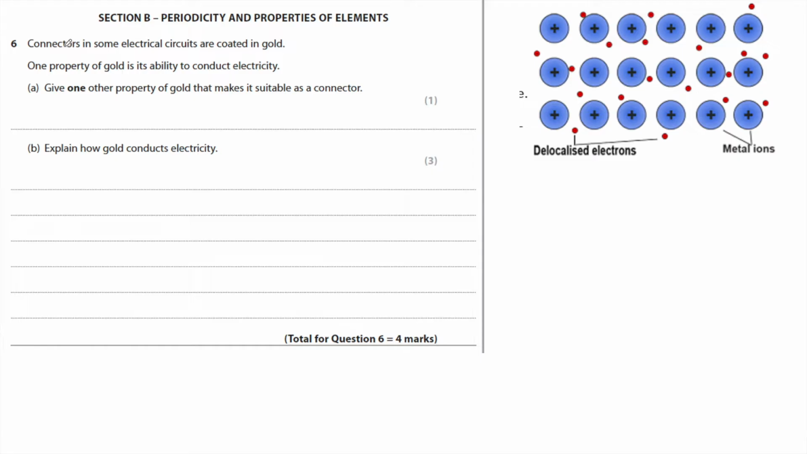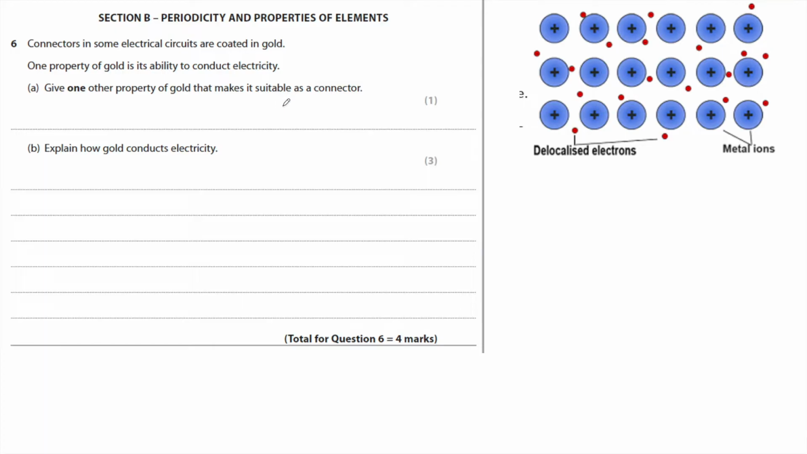So it says connectors in some electrical circuits are coated in gold. One property of gold is its ability to conduct electricity. So that's one reason why gold is used. But give one other property of gold that makes it suitable as a connector. Well, in fact, you can have any of these.